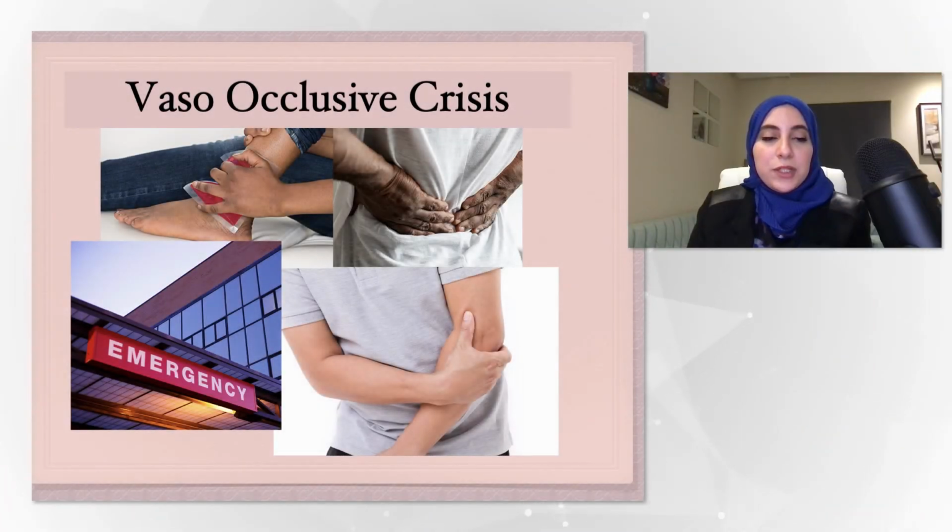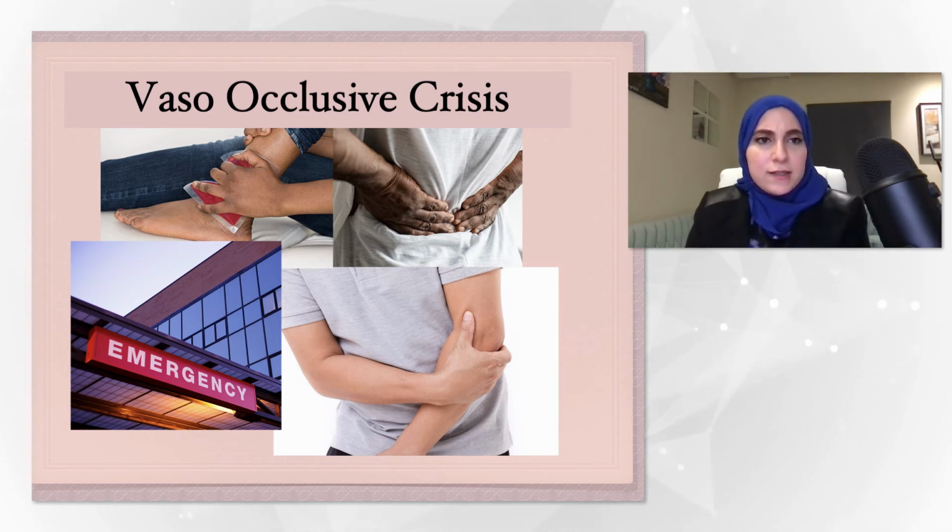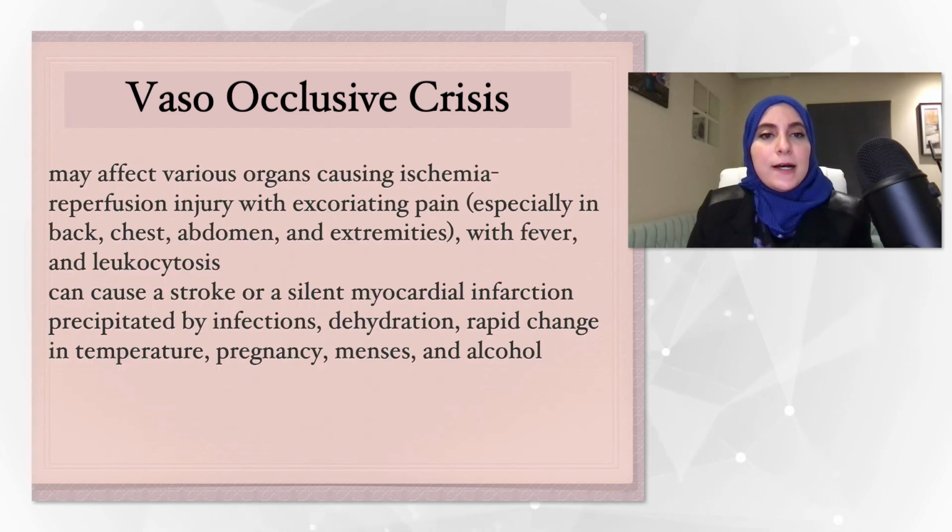This is the patient who presented with vaso-occlusive crisis, screaming of pain. So what's a vaso-occlusive crisis? It's basically an ischemia reperfusion injury, and it might affect any organ. They'll present with severe pain, with fever and leukocytosis. It might even cause a stroke or a silent MI. It's usually precipitated by infections, dehydration, change in temperature, pregnancy, menses, or alcohol. If you see one patient with vaso-occlusive crisis, the next patient will be very easy to diagnose.